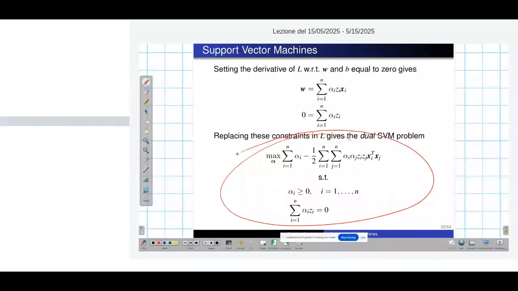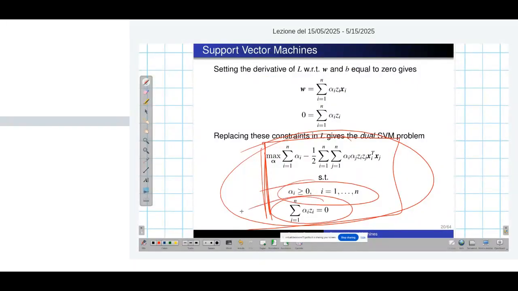So we can find W how? Solving this additional problem subject to alpha i greater or equal than zero, and the sum of alpha i z i equal to zero. These alpha i are called Lagrange multipliers. Once I have found an optimal solution of this problem, I can obtain an optimal solution in terms of W, which gives me the hyperplane that I was looking for.